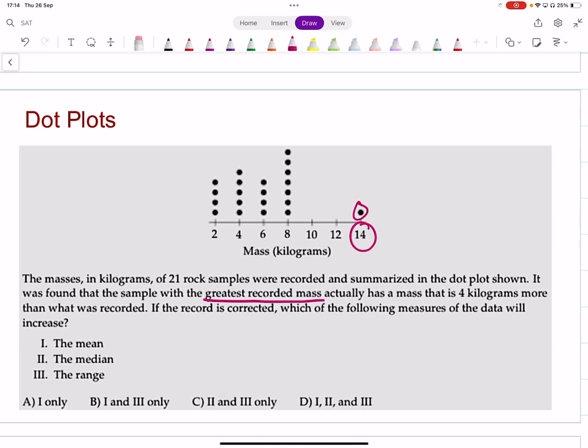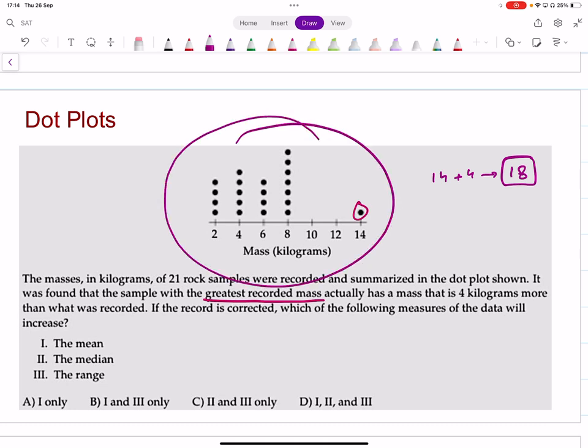This point, right? It actually has a mass that's 4 kilograms more than this. So this value is written wrongly here. The actual value is 18. If you correct this, which of the following measures will increase? So whatever is the mean, median, and range from this data, if we were to correct 14 and make it 18 instead, is the mean going to increase?